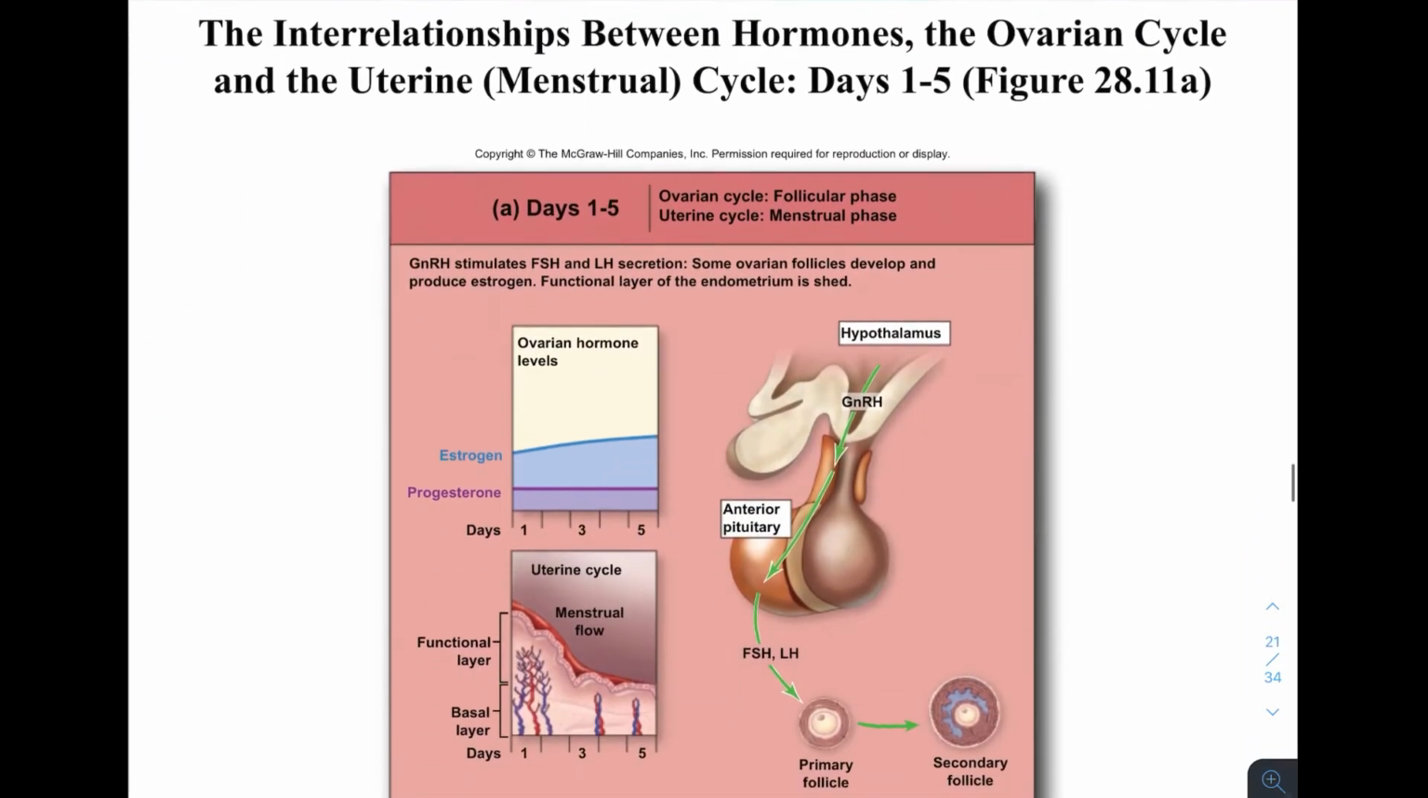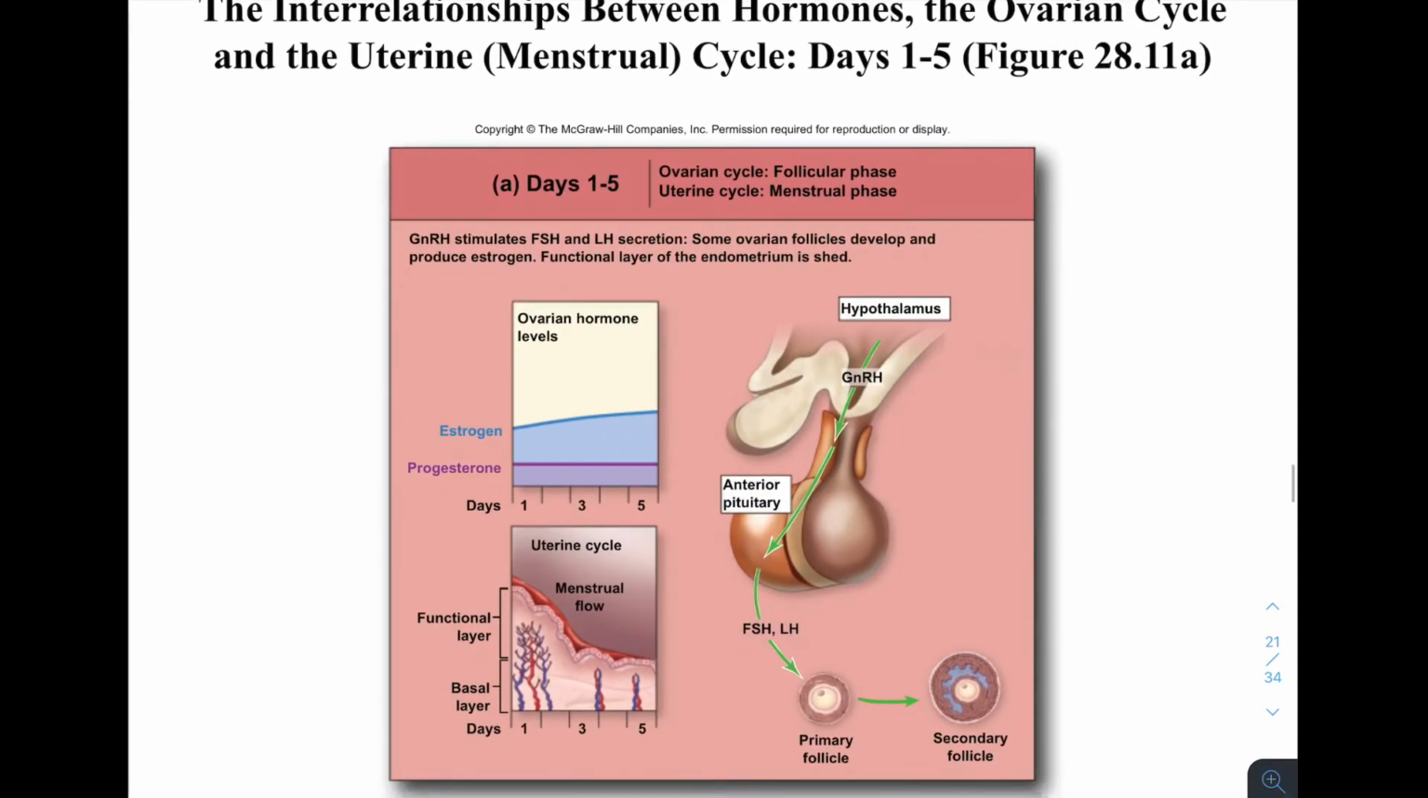So we're going to look at this cycle, the ovarian and the uterine cycle, in different steps, and then we're going to try to put it all together. In the first picture, we're going to look at days 1 through 5. And down here you can see the days, 1 through 5.